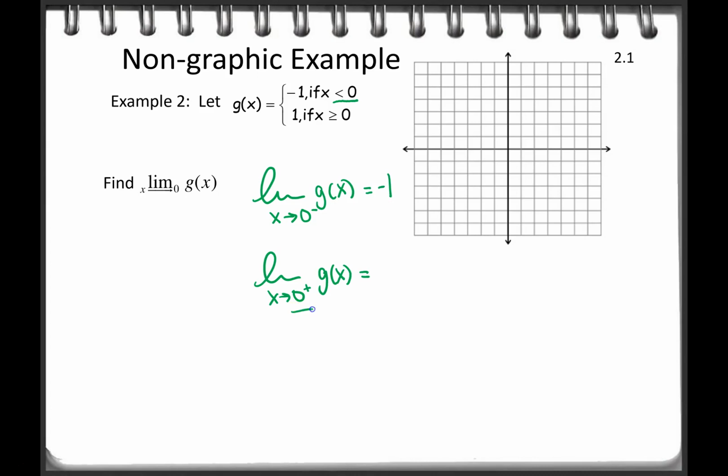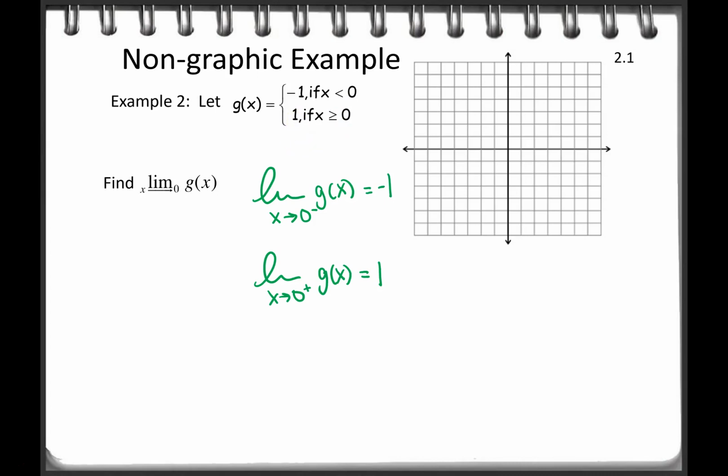Well, what about from the right? Well, this would be a number like 0.1 or 0.05 or 0.2, something really close to 0 but not equal to 0. And so that would be this one right here. And so our limit is simply going to be 1. And this always works if you can plug that value into here. And there's no plugging in, it's just a number.